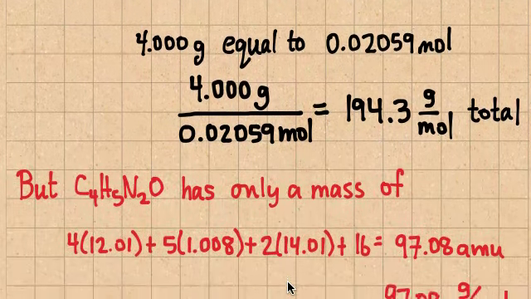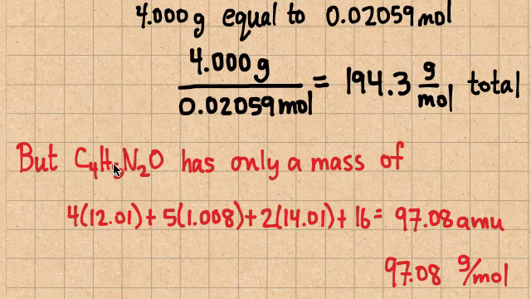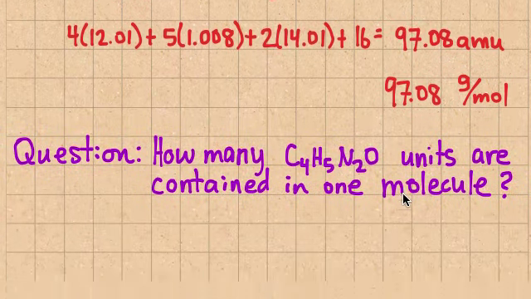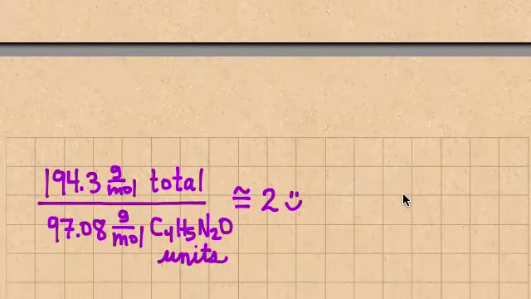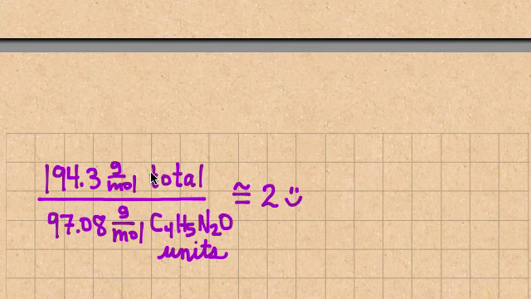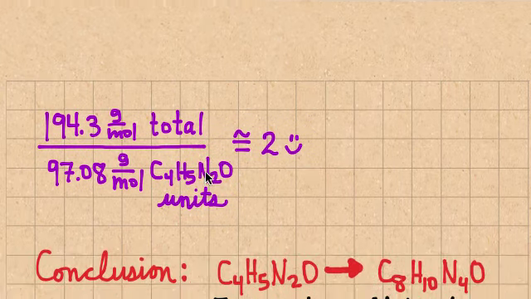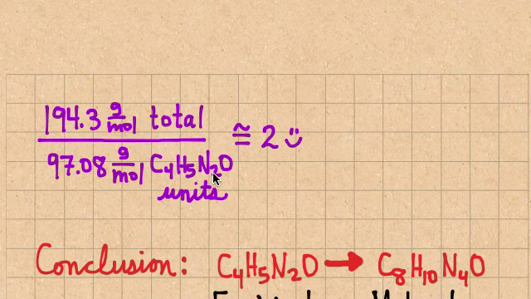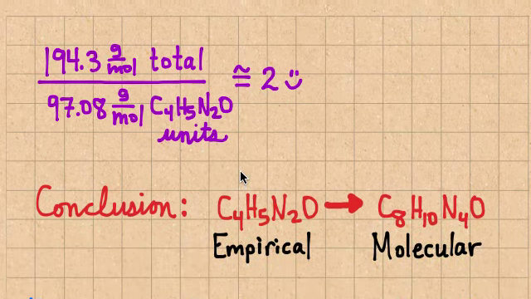So if I went with my original empirical formula, C4H5N2O, that all adds up to 97 grams per mole. Question: how many of these 97 grams per mole units empirically are in the entire molecule? And the answer is 2. Or is it obvious? I don't know. Divide the empirical molar mass by the otherwise determined molar mass in a different experiment, and you'll usually find a whole number. That means take all of this times 2 to get my molecular formula.